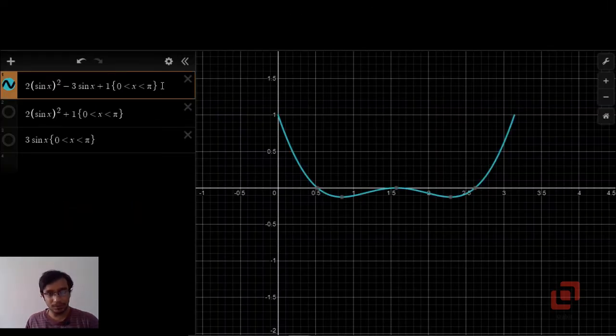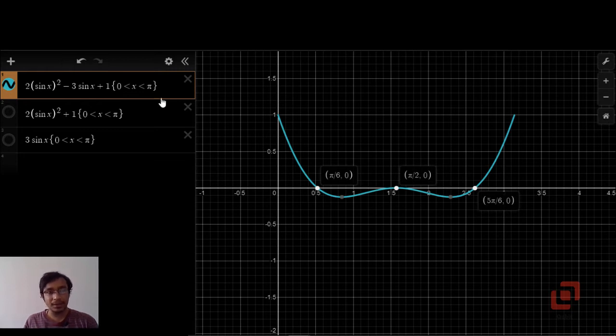Let's go to the graph of the blue function, that is 2 sine squared x minus 3 sine x plus 1, and I have restricted the domain of this function to be in the interval 0 to pi, and as you can see, it intersects the x-axis at 3 different points: pi by 6, pi by 2 and 5 pi by 6, and these are the exact roots that we had obtained when we solved the quadratic equation. We got pi by 2 first, and then we got pi by 6 and 5 pi by 6.